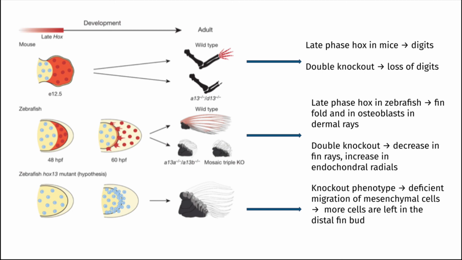This led the researchers to a future hypothesis. So we know that this is a result of the deficient migration of mesenchymal cells. So how exactly that leads to the shortening of fin rays and increase of endochondral radials is something that should be looked at.